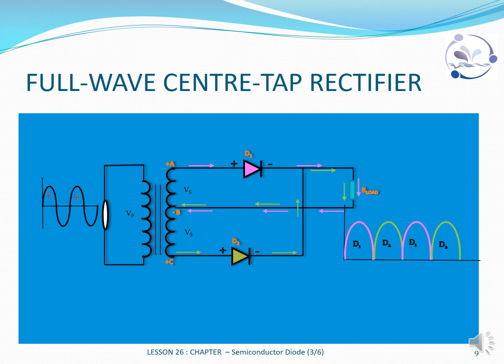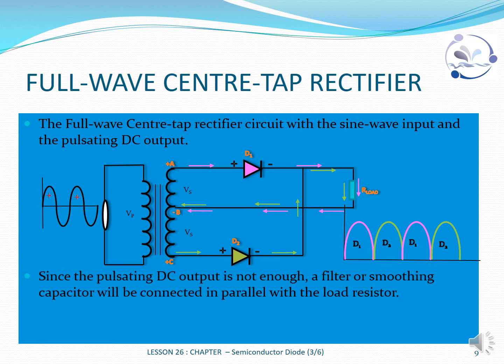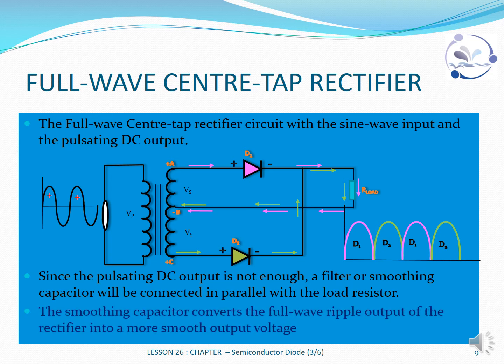Now here we are looking at the full wave center tap, with its input and then the pulsating output. Since the pulsating output is not enough, a filter or a smoothing capacitor will be connected in parallel with the load resistor. The smoothing capacitor converts the full wave ripple output into a more smooth output voltage.